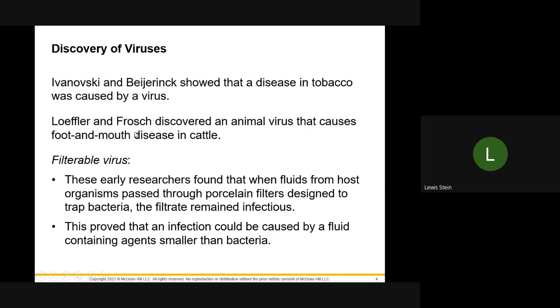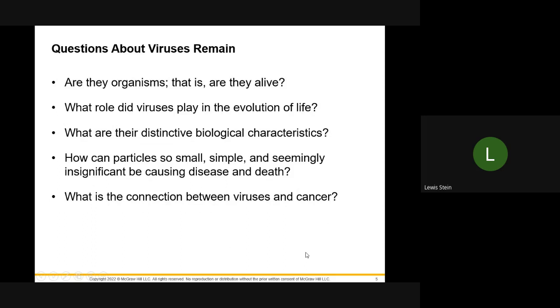So Ivanovsky and Beijerinck showed that a disease was caused by what was called tobacco mosaic virus. It's a filamentous virus. Loeffler and Frosch discovered an animal virus that caused foot and mouth disease in cattle. Again, these were crops or forms that were the basis of the economy. When fluids from host organisms passed through certain kinds of filters, the filtrate remained infectious. That proved that the infection was caused by a fluid containing agents smaller than bacteria.